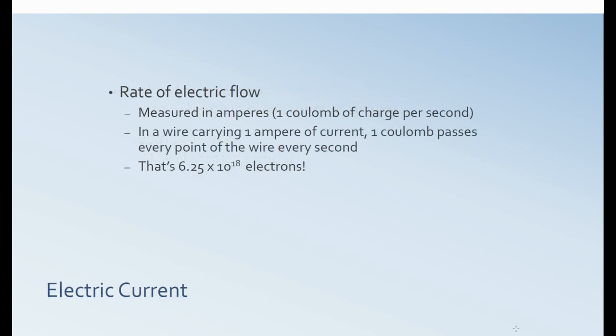As we're looking at this electric flow or current, we measure it in amps, or amperes. Most people just say amps. And an ampere is 1 coulomb of charge that passes a certain point per second. In a wire carrying 1 ampere of current, 1 coulomb passes every point of the wire every second. If it was carrying 2 amperes of current, it would be 2 coulombs passing each point of the wire every second. And it's a lot of electrons. One coulomb, again, if you remember, is 6.25 times 10 to the 18th power.